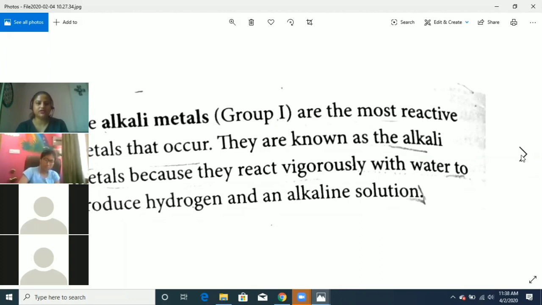Himanshi, can you see the picture? Yes, ma'am. It is visible. Okay. So you can read: the alkali metals are the most reactive metals that occur. Okay.